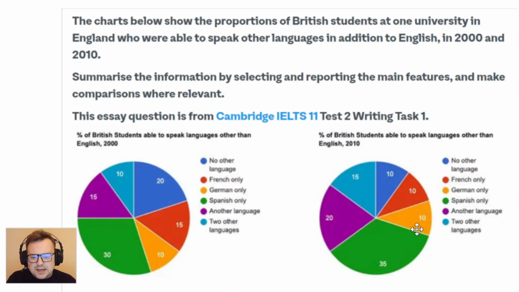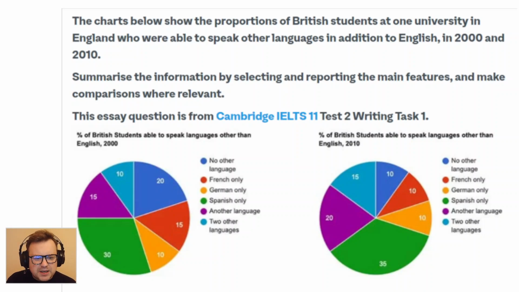So, looking at the information, then we have some other languages here. The big green. Let's look at the first pie chart first. So the big green thing is important. 30% of people could speak Spanish only, in addition to English. So they could speak English and Spanish. So that's a major thing. The next one is 20%, which is no other language.